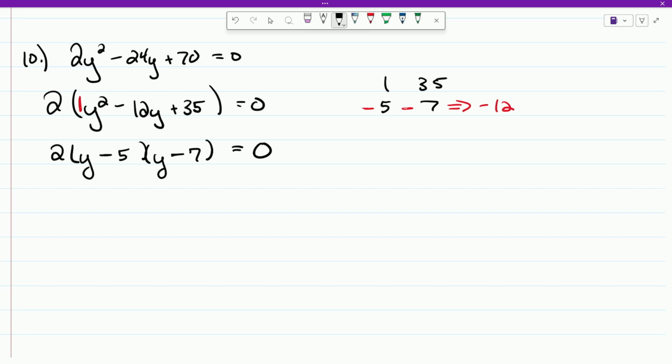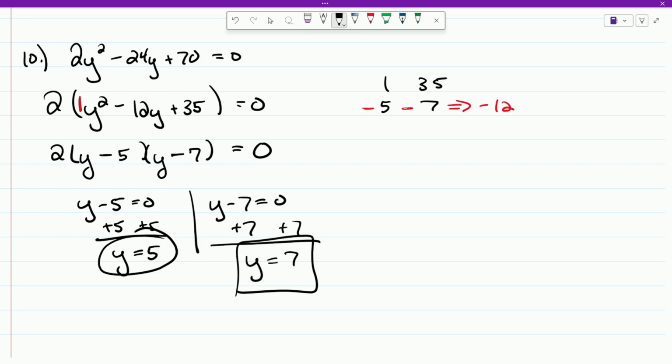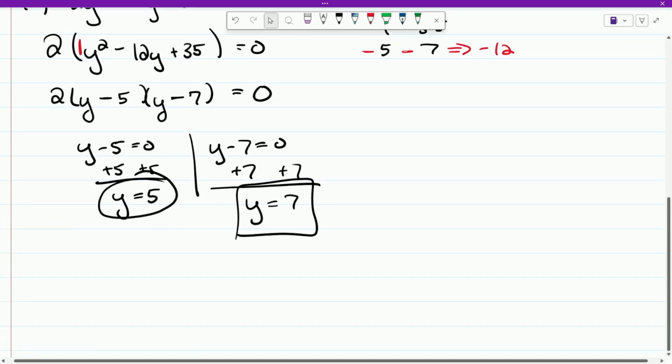Now for the zero product property. And remember, you only set factors that contain a variable. So y minus 5 equals 0. y minus 7 equals 0. To solve, I will add 5 to both sides to give me y equals 5. And then for the other, I will add 7 to both sides to give me y equals 7. All right. So there's number 10. So let's go ahead. Let's do number 12.